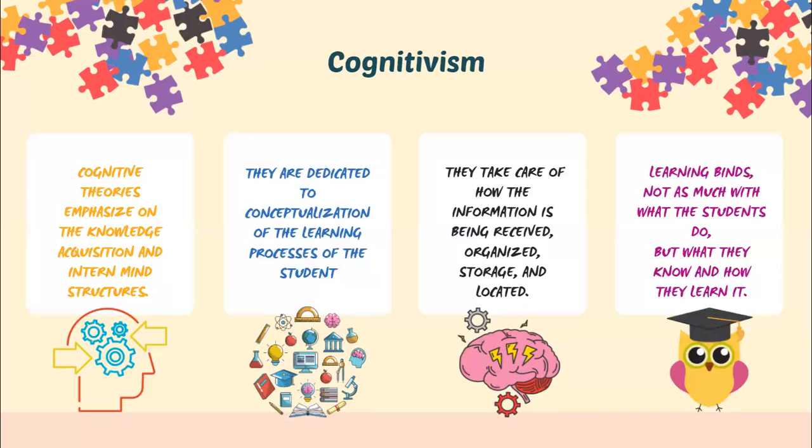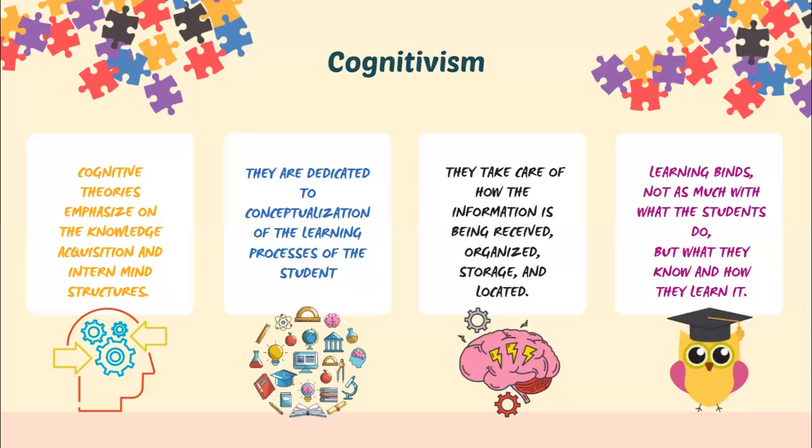Learning binds not as much with what the students do, but what they know and how they learn it. So we could summarize all that by talking about cognitivism as a theory that focuses mainly on the process and not exactly on the product. Knowledge acquisition is described as a mental activity that implicates an internal codification as well as a structuration process from the student. The student is seen as a very active participant within the learning process.